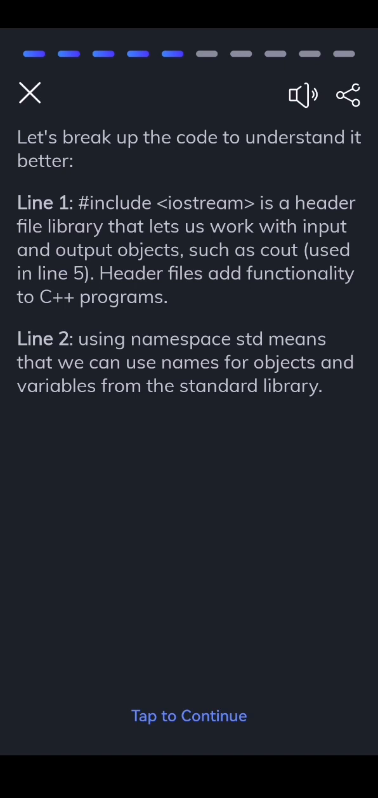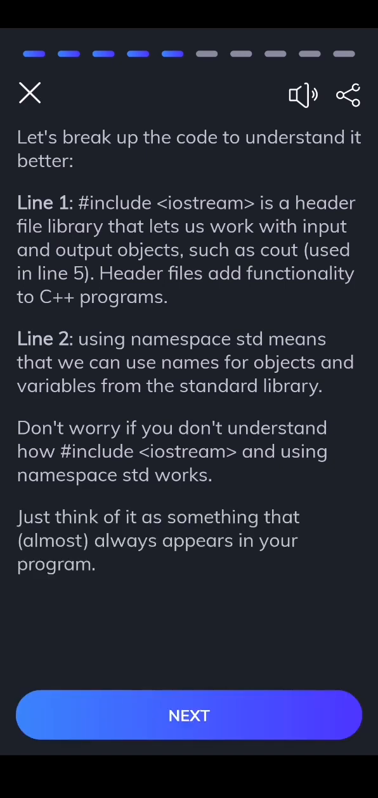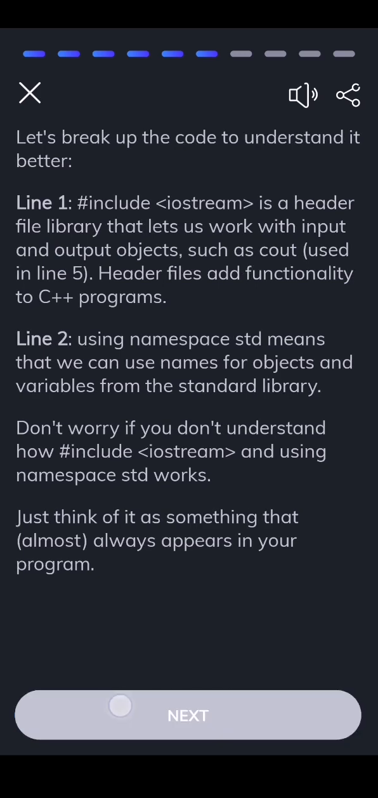Line 2, using namespace std means that we can use names for objects and variables from the standard library. Don't worry if you don't understand how #include <iostream> and using namespace std works. Just think of it as something that, almost, always appears in your program.